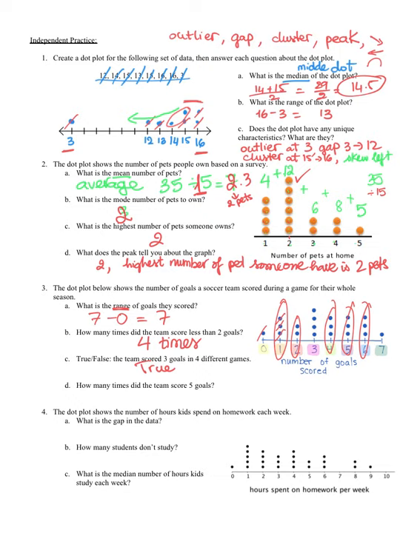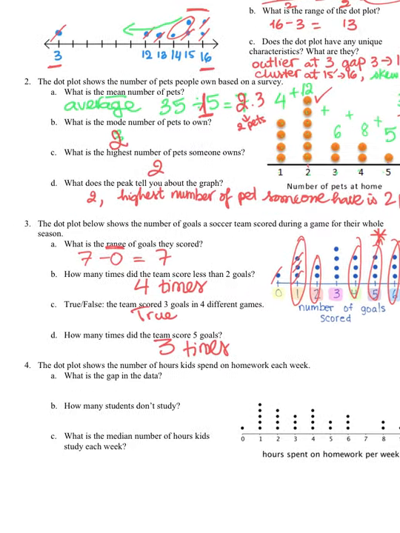Letter D, how many times did the team score 5 goals? So this is the 5. How many times did they do it? 3 times.